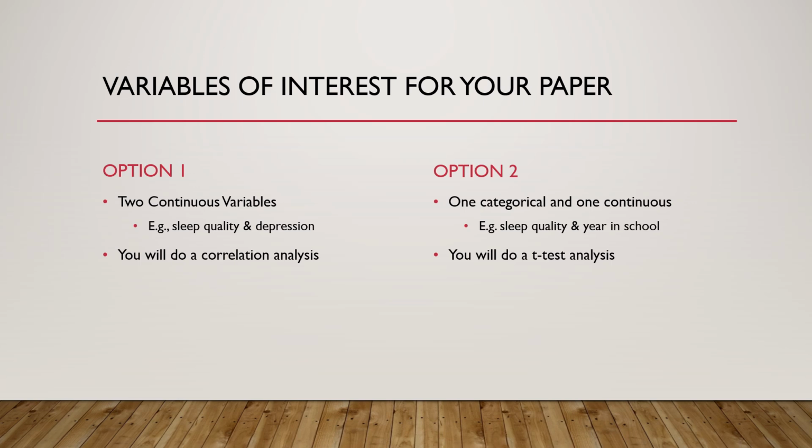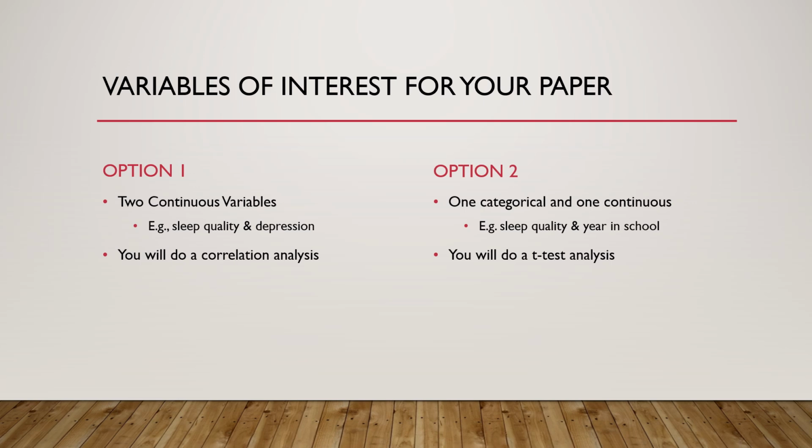As one of your assignments for the paper that you had to complete a couple weeks ago, you were supposed to choose a variable of interest, or two variables of interest specifically. And you chose one of two options. The first option was to choose two continuous variables. We've talked about the difference between continuous and categorical a few times. So continuous variables might be things like sleep quality and depression.